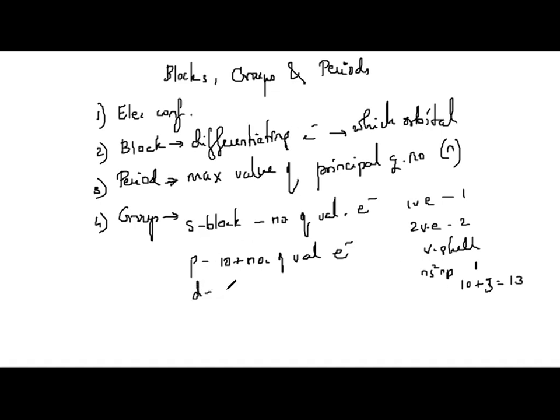For the d block, it is ns electrons plus the number of (n minus 1)d electrons. For f, you need not worry. Looking at the electronic configuration, you'll get to know. For example, suppose let me say I have calcium. I don't know to which block it belongs. So I'll write the configuration: 1s2, 2s2, 2p6, 3s2, 3p6, 4s2. So this is 10, this is 10. So it's 20. Okay. Now I want to speak about block. I want to speak about group. I want to speak about period.